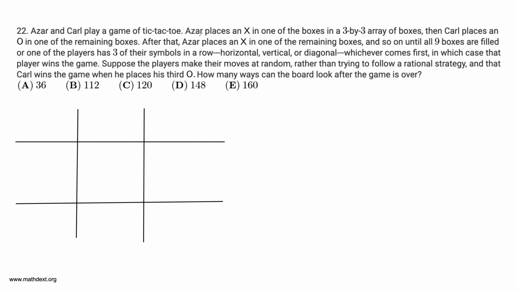So now we have to think about what it would look like for Carl to win in 3 moves. It would mean he'd place 3 O's in a row, and Azar wouldn't have 3 X's in a row. So what can we do here? We have 2 cases as to how Carl can win. Carl can either win by putting 3 in a row diagonally, or he can win without putting them diagonally, so vertical or horizontal. And each case we have to consider separately.